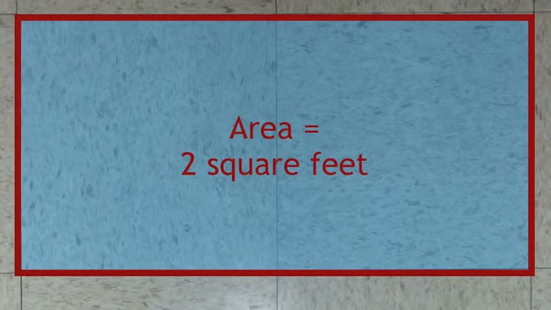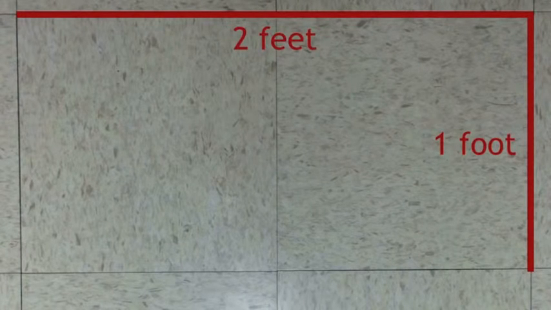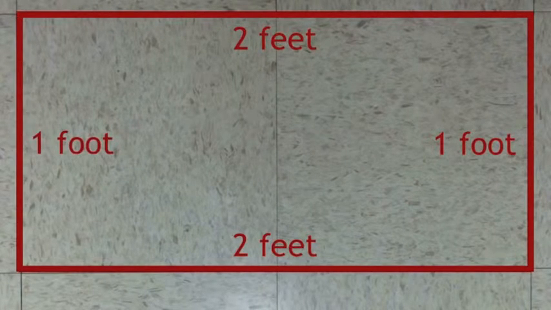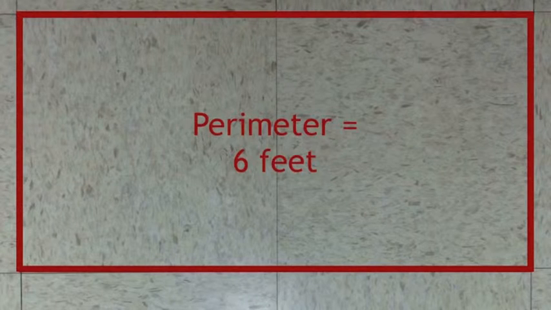Now we're looking at two tiles right next to each other. If we draw the rectangle that's taken up by those two tiles, it takes 1 square foot and another square foot for a total area of 2 square feet. If we want to find the perimeter, we would add the 2 feet plus 1 foot plus 2 feet plus another foot for a total perimeter of 6 feet.